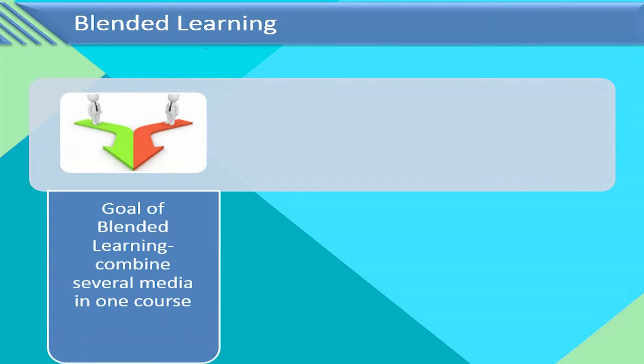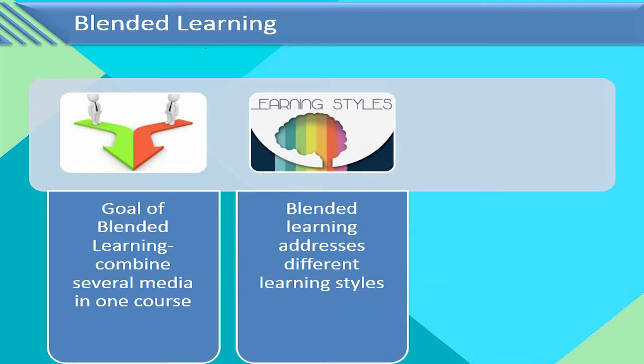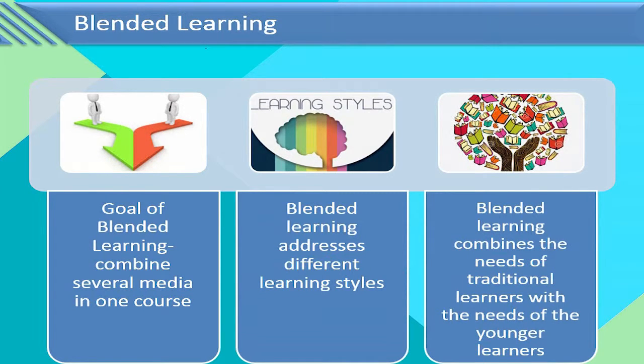The ultimate goal of blended learning is to combine several media into one course. In most cases, blended learning is a combination of face-to-face delivery with e-learning activities. For example, learners might have to complete the lecture part of a course via e-learning and then attend the instructor-led training for practice and hands-on activities. This blended instructional approach is becoming popular in higher education and can help instructional designers address different learning styles as it combines the needs of more traditional learners with the needs of the younger, so-called net generation.